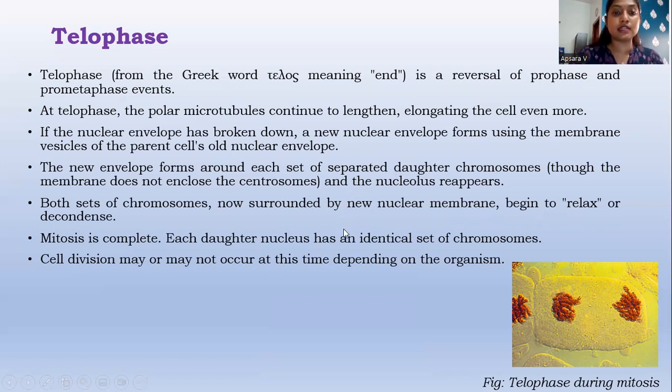Both sets of chromosomes, now surrounded by new nuclear membrane, begin to relax and decondense. So the mitosis is complete. Each daughter nucleus has an identical set of chromosomes. Cell division may or may not occur at this time depending on the organism. Here you can see within a single cell, two sets of chromosomes are formed. So this indicates the telophase stage.